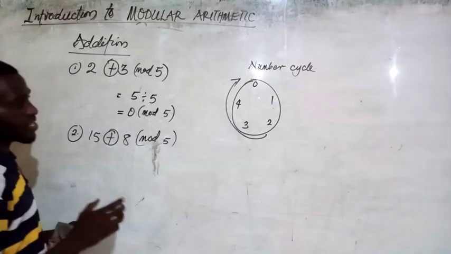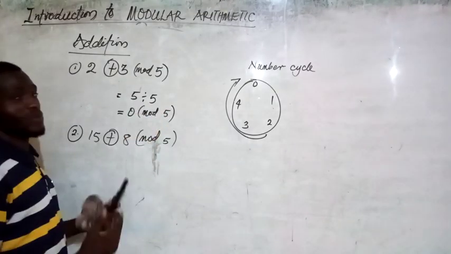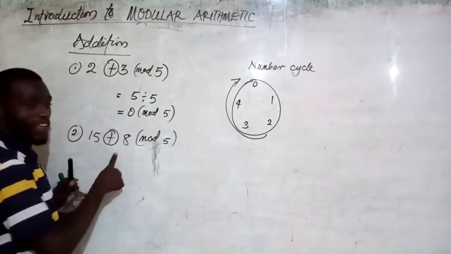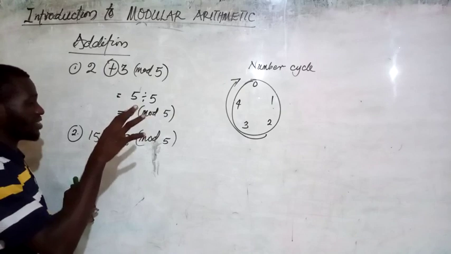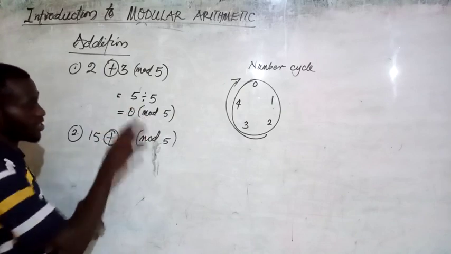Alright, so if we ask to do this addition, 15 plus 8, of course, you can still use the number cycle, but it will be foolish to do that because it's going to take your time. We are going to use it, and you will see how time taking it is. But the easiest method is the one we used here.